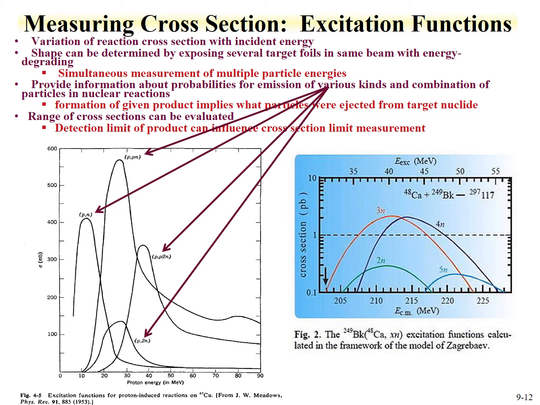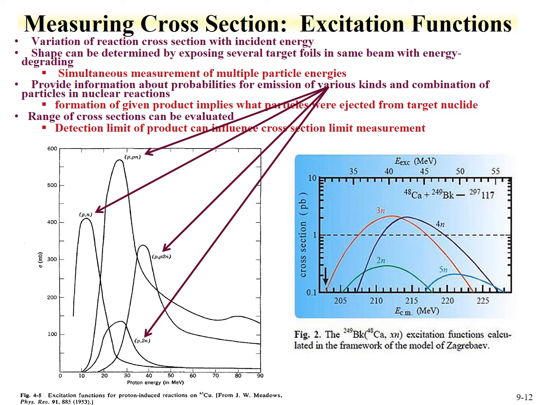We can actually perform these experiments simultaneously if we have a number of different targets in a system. So if I put in a number of different copper foils and I expose this to a single beam, each time that beam passes through one copper foil, it'll decrease in energy. So I can evaluate different energies and obtain data from multiple reactions at a given time.